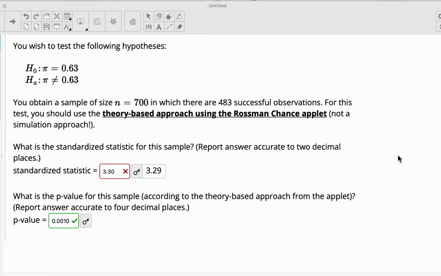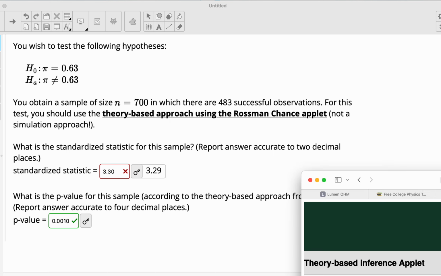Okay, just going to go through a couple problems here for you. So this first question gives you hypotheses that you want to test. The null hypothesis, pi equals 0.63. The alternative, pi doesn't equal 0.63. And then we've got a sample size here, and we want to use the Rossmann-Chance applet.